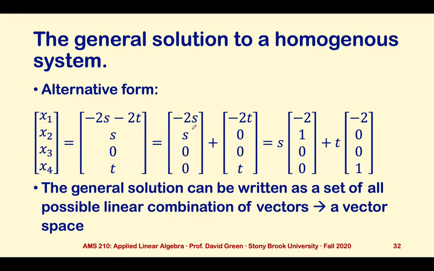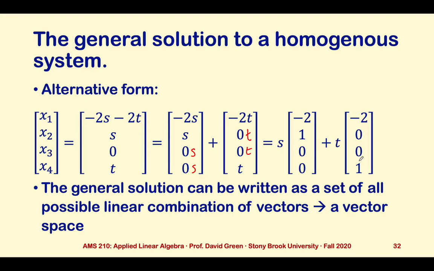At this point, we have every term is something times s, because of course 0 can be thought of as 0 times s. And in the second vector, everything is something times t, since 0 is the same as 0 times t, which means we can factor out an s from the first, giving us s times a vector, negative 2, 1, 0, 0, plus t times a vector, negative 2, 0, 0, 1.